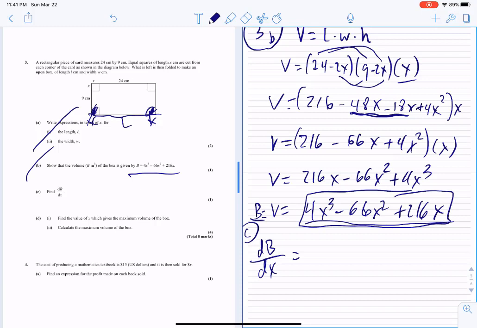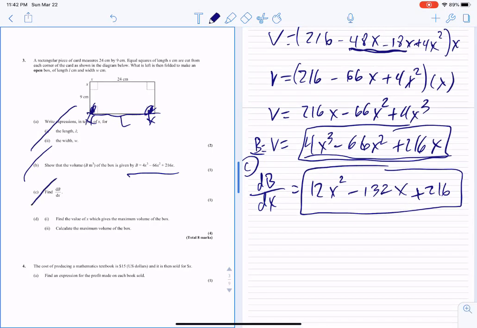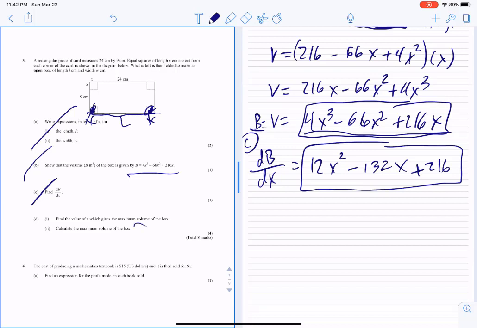Let's take this derivative. So this is going to be 12x squared. This is going to be minus, what is this, 132? Looks like. x. And then plus 216. And this will be my derivative. Not much to that one. And then, of course, when we take the derivative, we'll set it equal to 0 to find an optimization for maximum volume. That's what we're going to do here.